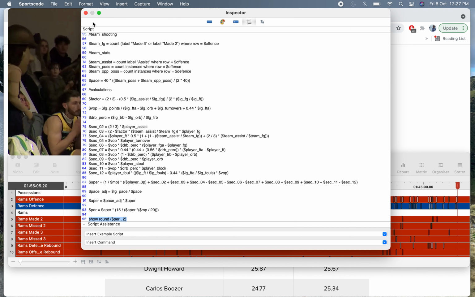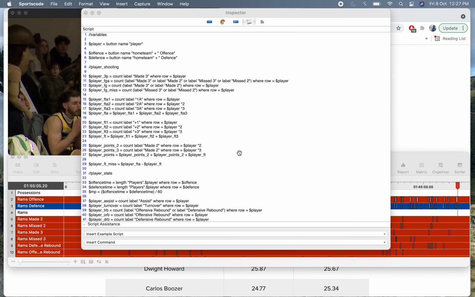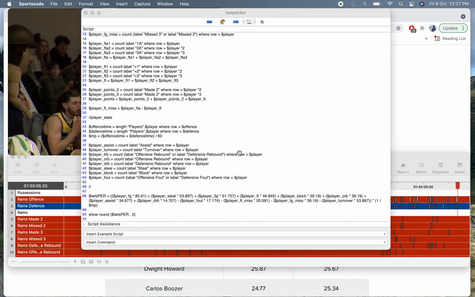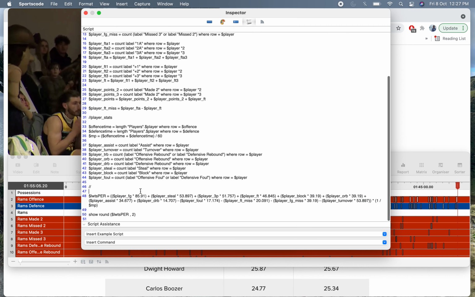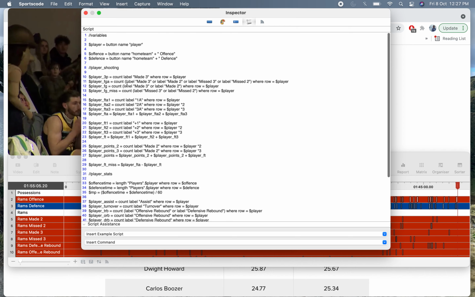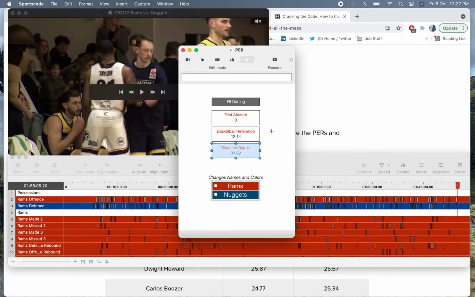And again, this Bleacher Report one is not as accurate. It doesn't have a lot of the involved calculations. But it's a lot easier to calculate, as you can see here. It's just identifying variables and then multiplying them by some sort of factor and then adding them or taking them off each other. So that's basically my PER journey.